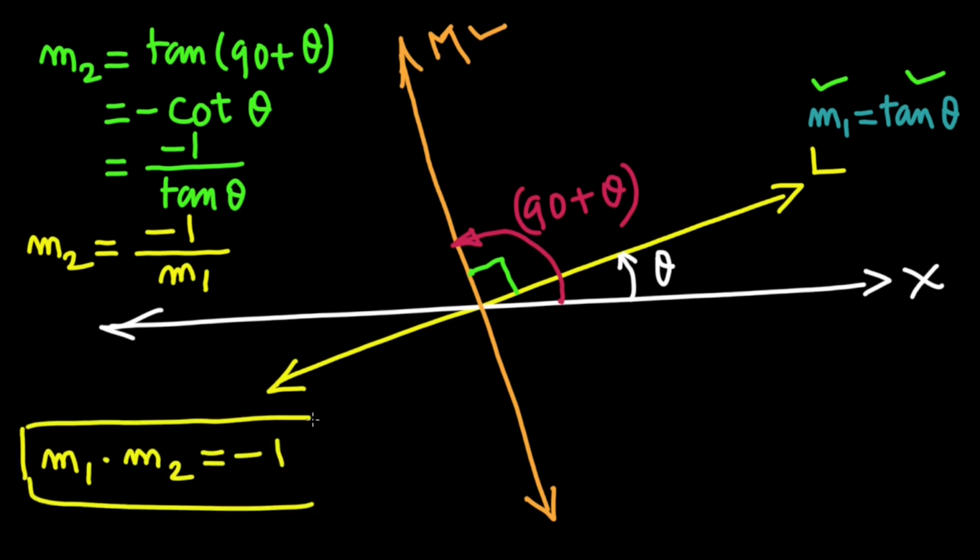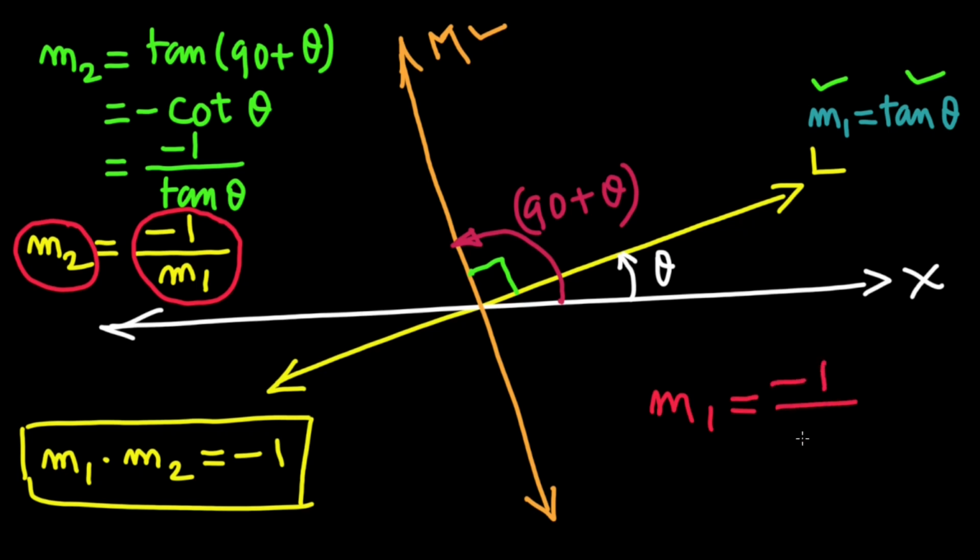So when two lines are perpendicular, the product of their slopes is minus 1. In other words, the slopes of perpendicular lines are negative reciprocals of each other. That is, m2 equals minus 1 by m1, or m1 equals minus 1 by m2.